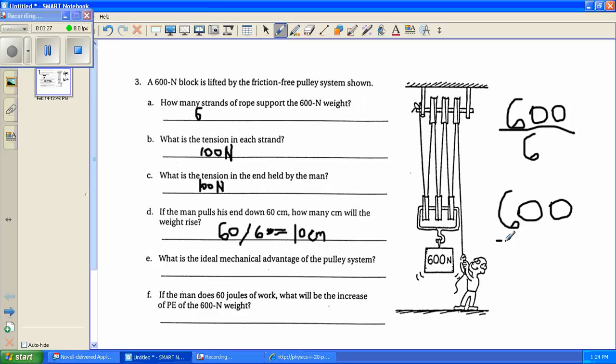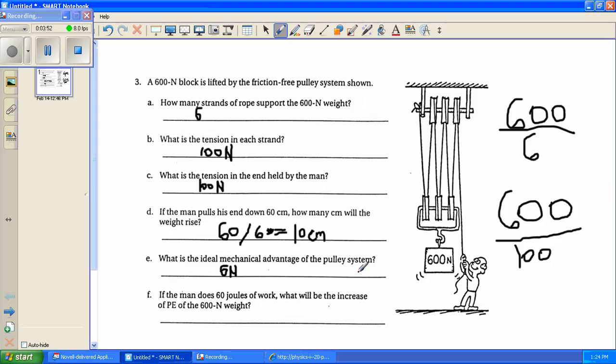So if you take the bigger force, which is what the 6 strings in the middle are supporting, and you divide that by the smaller force in each strand, you will determine the amount of mechanical advantage, the number of times easier it is to do the work that needs to be done. So as a result of dividing 600 newtons by 100 newtons, we get a resultant mechanical advantage of 6.